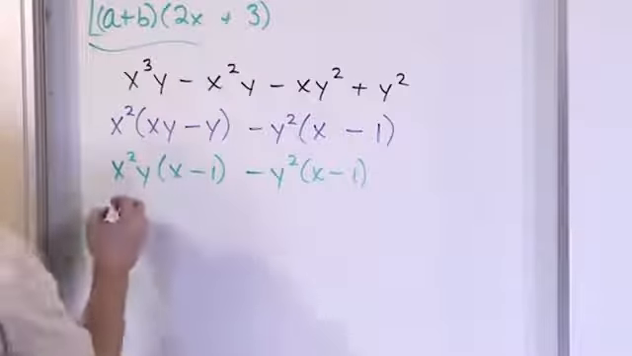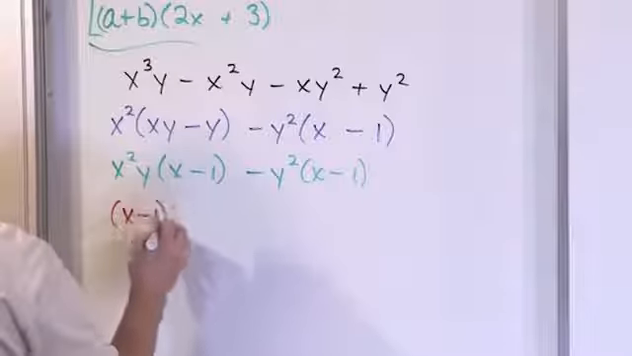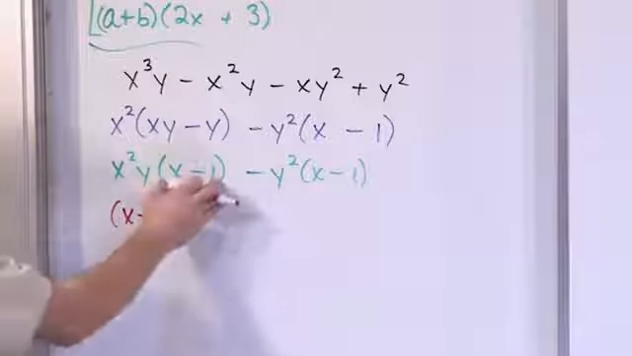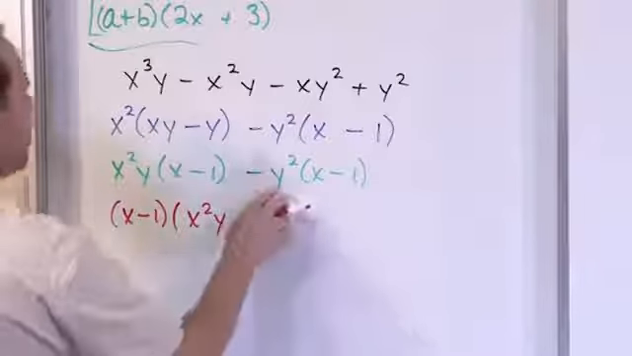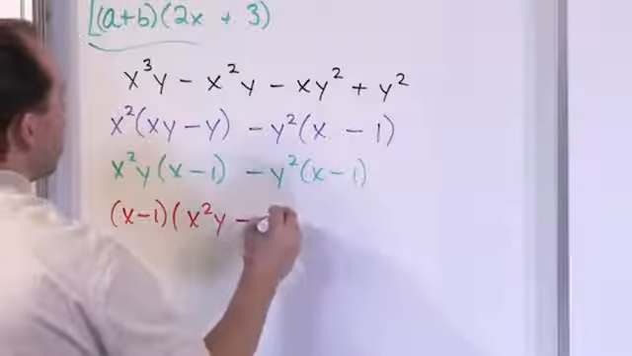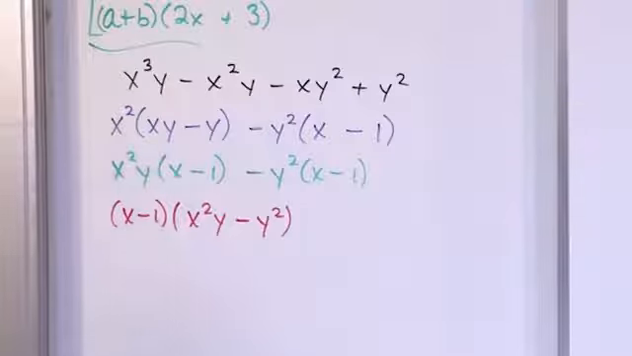So I can pull out x minus 1 as an entire term. And what's going to be left over here is x squared times y. And what's going to be left here is negative y squared. All right? So I've basically done all the factoring by grouping I can. And you can stop here and almost circle your answer.